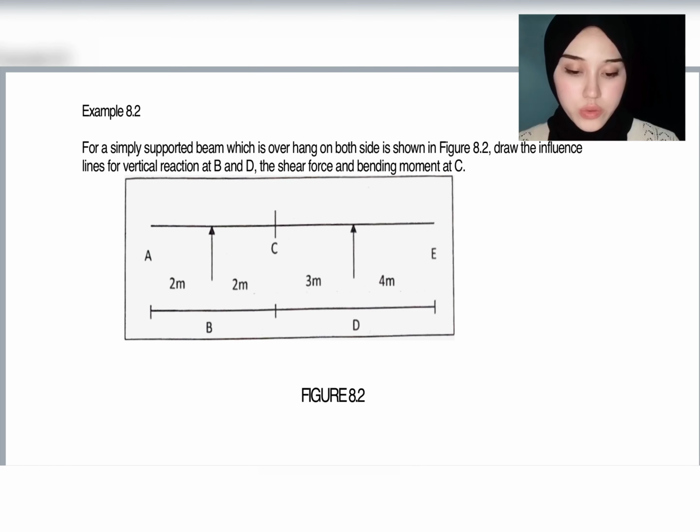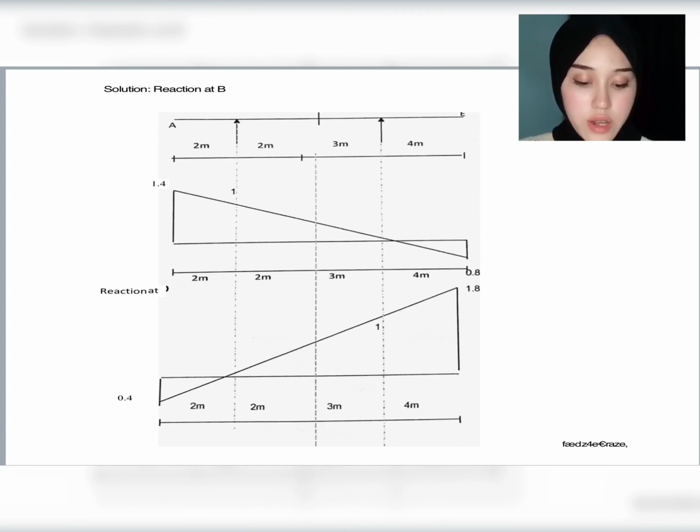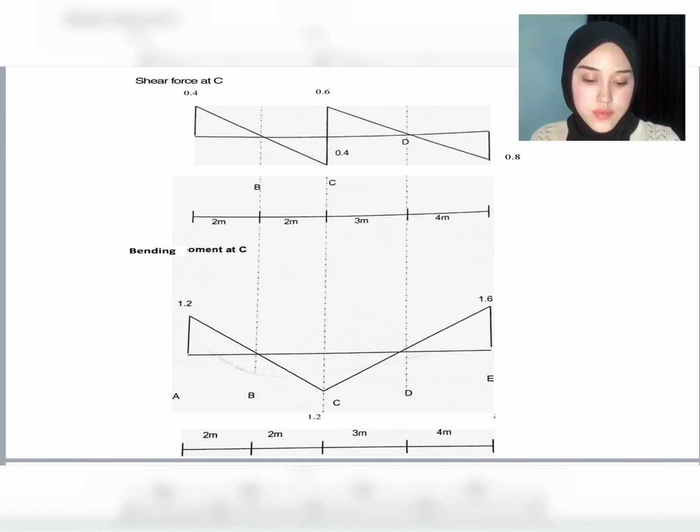Example 8.2, for a simply supported beam which is overhanging on both sides, is shown in figure 8.2. Draw the influence line for a vertical reaction at B and D, the shear force and bending moment at C. Solution: draw reaction at B, reaction at D, shear force at C, and bending moment at C. The answer you can see on the slide.